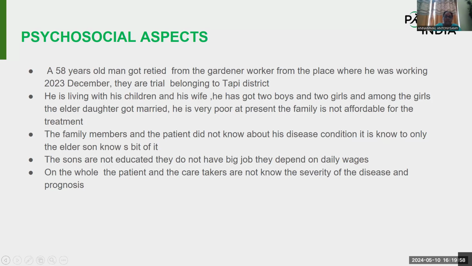He is very poor at present. The family cannot afford the treatment. The family members and the patient did not know about his disease condition. Only the elder son knows a bit of it, not very much. The sons are not educated. They do not have a big job. They depend on daily wages. On the whole, the patient and the caretakers do not know the severity of the disease and the prognosis.